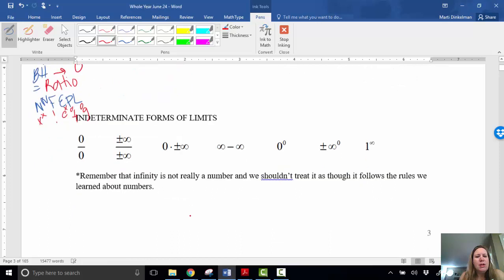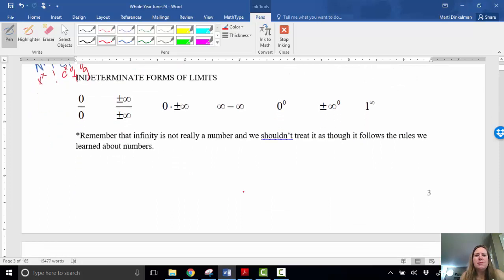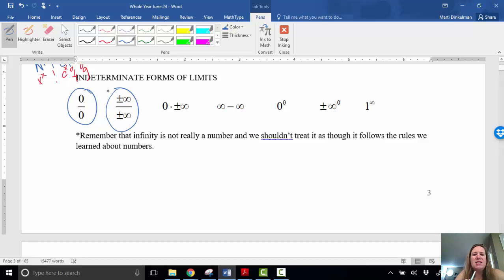Okay, so now to some indeterminate forms. Earlier, we talked about L'Hopital's rule, and so these two are the ones that generally we see in Calc AB, the 0 over 0 or infinity over infinity. And what you have to remember is that infinity is not a number. It doesn't follow the rules that we want it to.